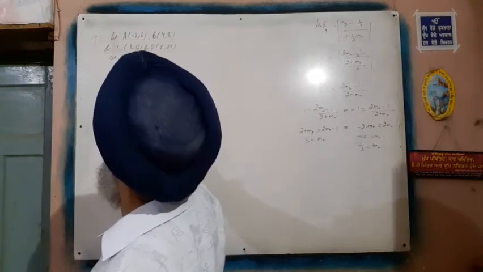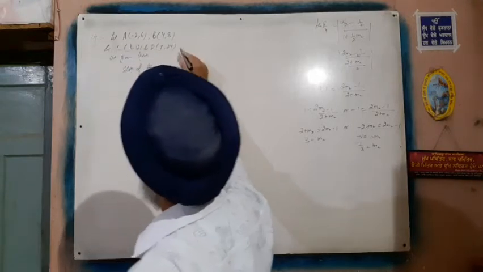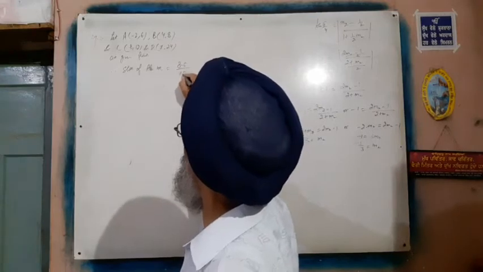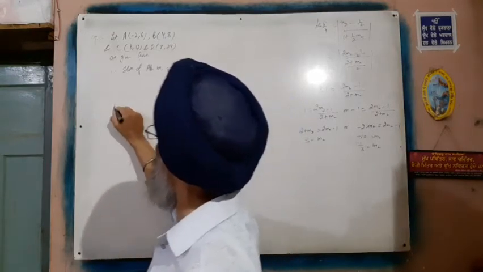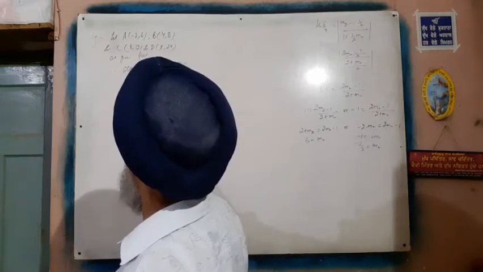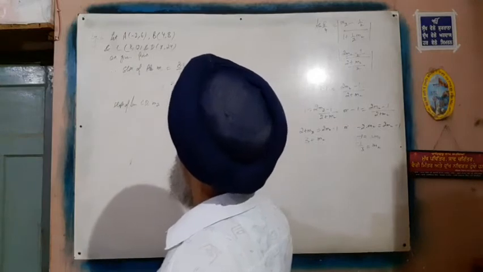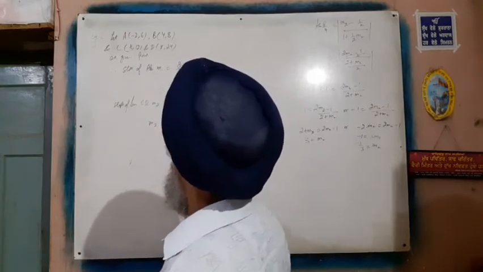Therefore, slope of AB, say m1, is given by y2 minus y1, 8 minus 6 upon 4 plus 2, 2 upon 6, that is 1/3. Slope of line CD, that is m2, is 24 minus 12 upon x minus 8, which is 12 upon x minus 8.